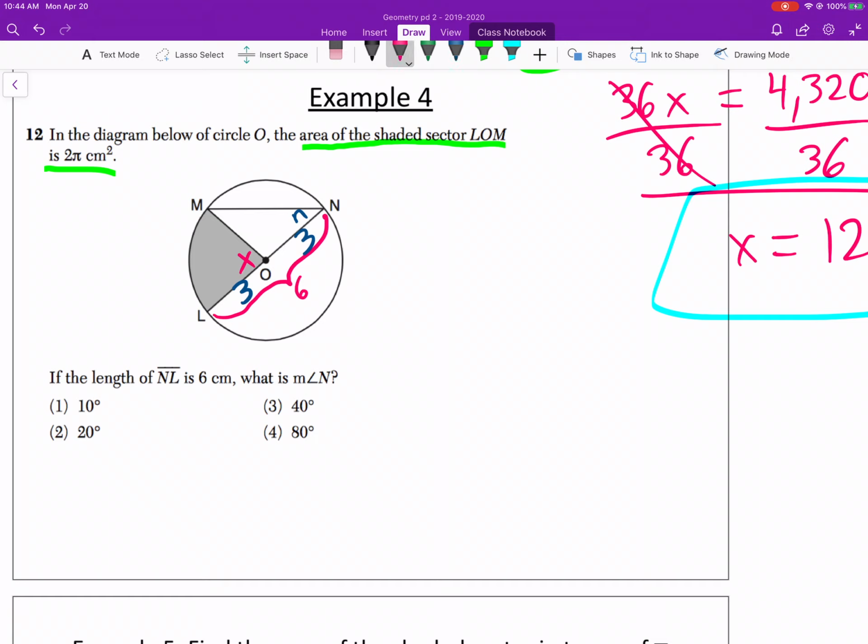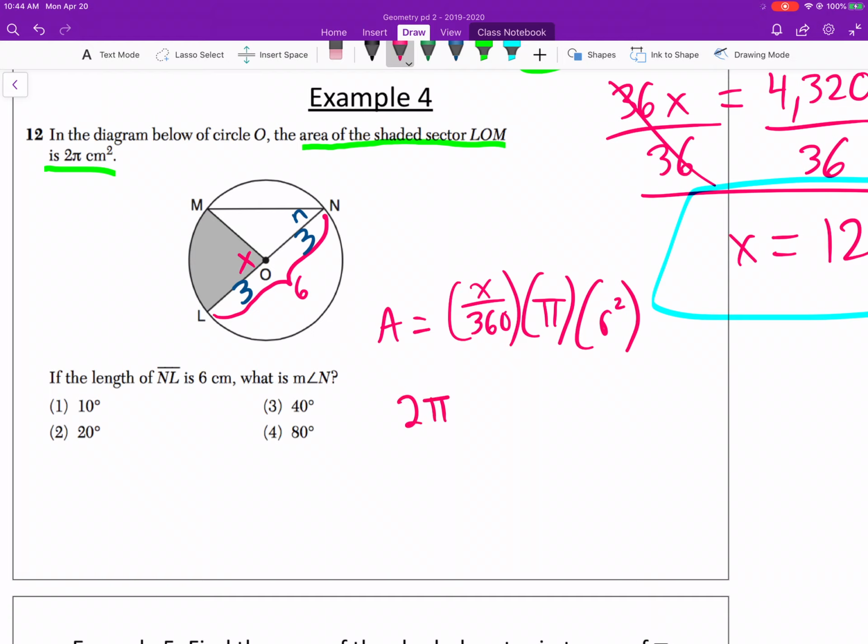So let's substitute. Our formula is area equal to x over 360 times pi times the radius squared. They gave us the area, 2 pi. That's equal to x over 360 times pi times the radius squared, which is 3 squared. So area 2 pi, they gave it to us. X over 360, we have to find x, the central angle, pi, and then the radius squared.